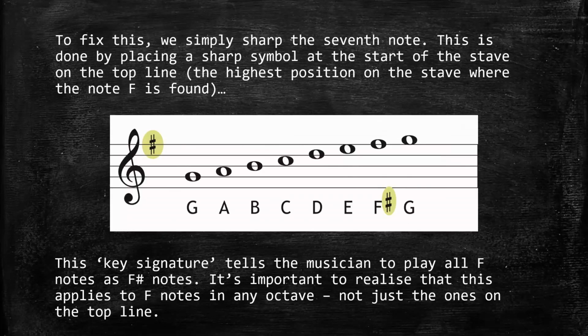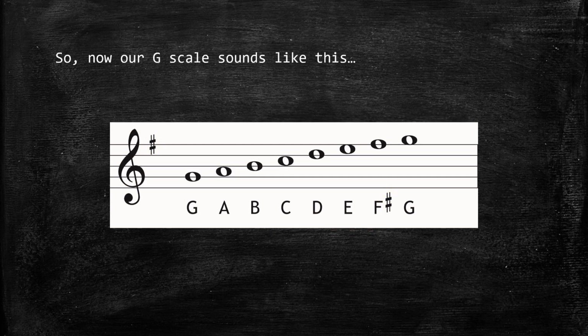To fix this, we simply sharp the 7th note. This is done by placing a sharp symbol at the start of the stave on the top line, the highest position on the stave where the note F is found. This key signature tells the musician to play all F notes as F sharp notes. It's important to realise that this applies to F notes in any octave, not just the ones on the top line. So now our G scale sounds like this.